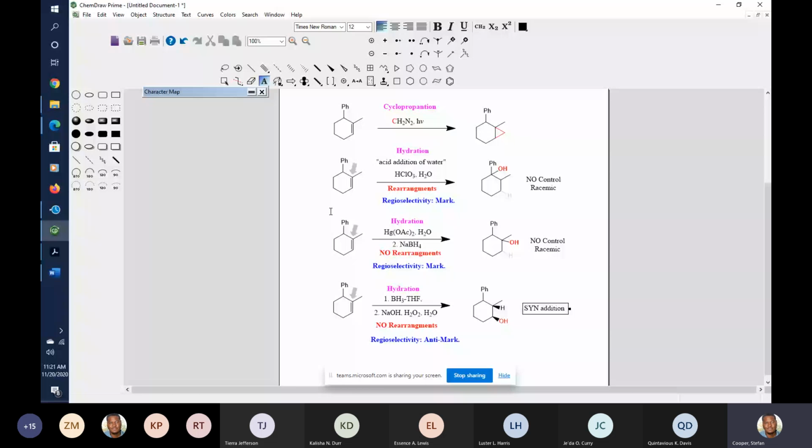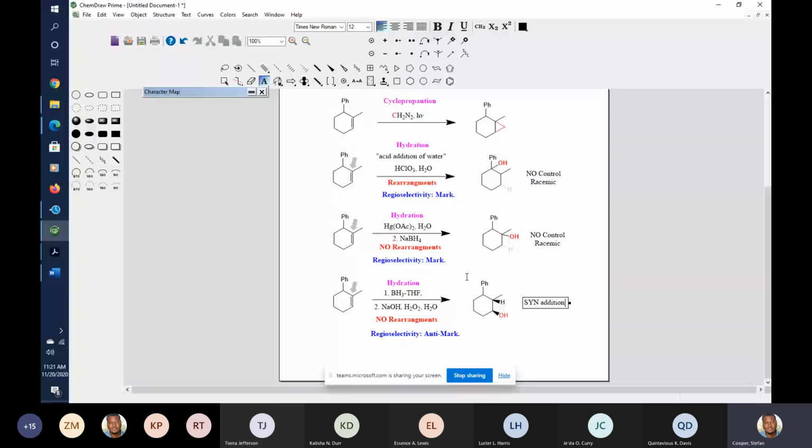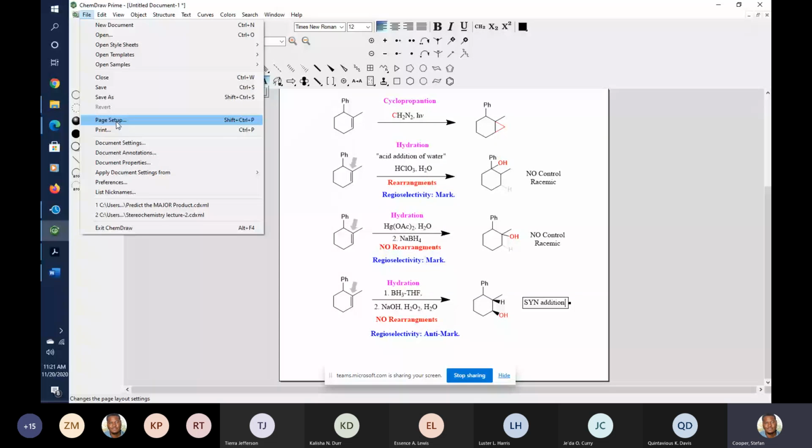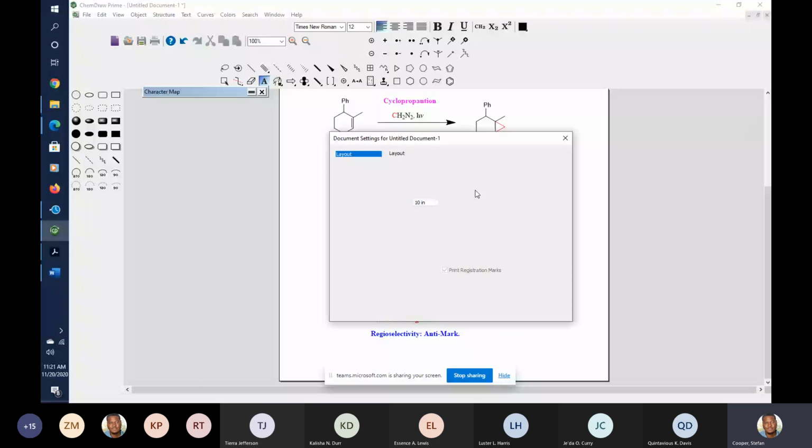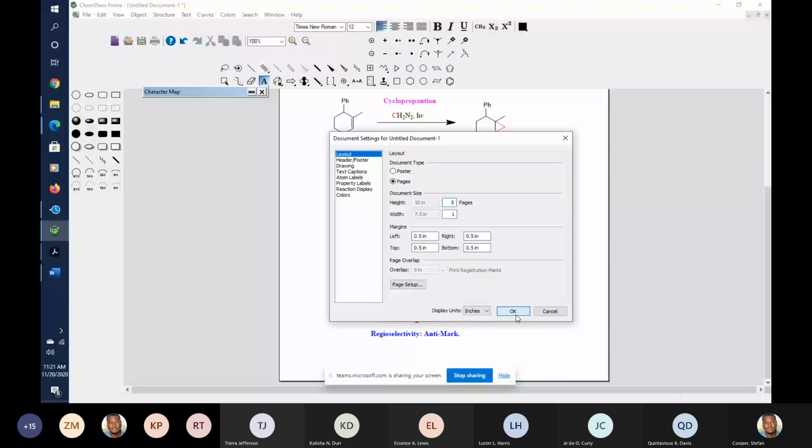Let's keep moving forward. Let's do document settings. Make this page a little bit longer. Yep, modified all those. Let's keep coming down.